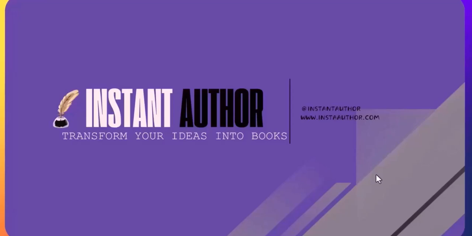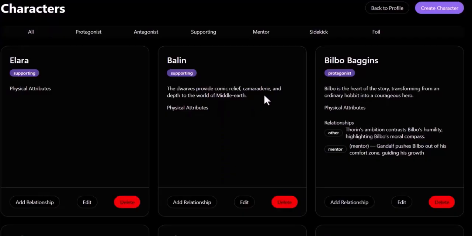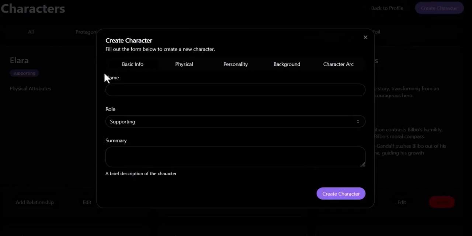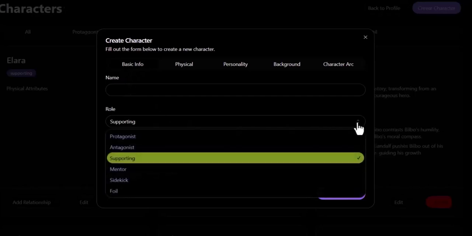In this video, I'd like to introduce you to characters. So I'm going to go up here to create character and show you some of the options that exist here. Basic information: the name of the character, the role, and the role they play could be a protagonist, antagonist, supporting mentors, sidekick, or foil.